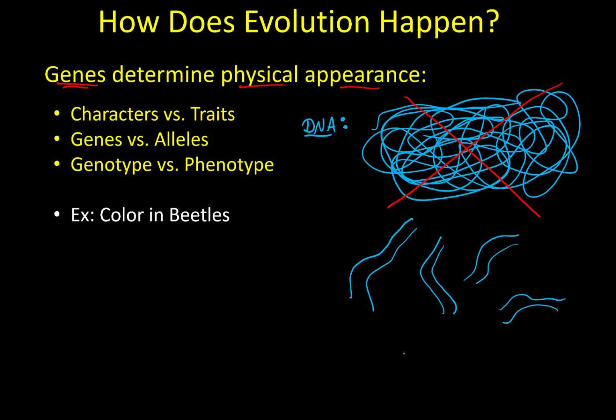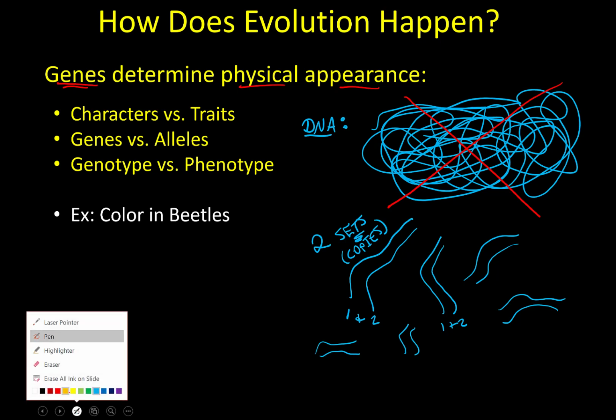Now notice for each size, I'm drawing two different pieces. That's because you don't have just one set of DNA. You have two sets. Another way to say this is you have two copies of your DNA. So if your DNA is broken into small pieces, it means you've got to have two copies of each of those pieces. So where do these copies come from?